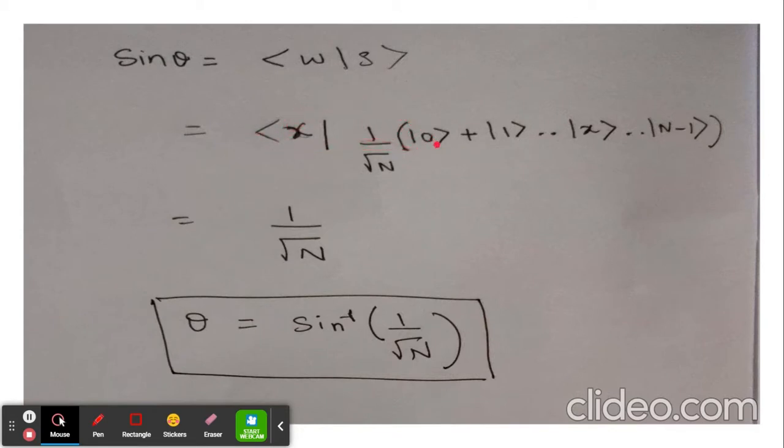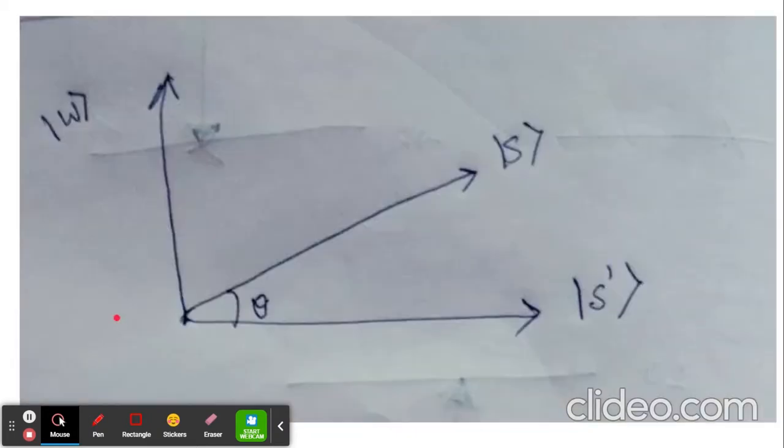Since X is orthogonal to all other states, they become 0, and bra X, ket X gives 1. So ultimately this is 1 by root n, and theta is sine inverse of 1 by root n. So let's see now what happens in Grover's algorithm.